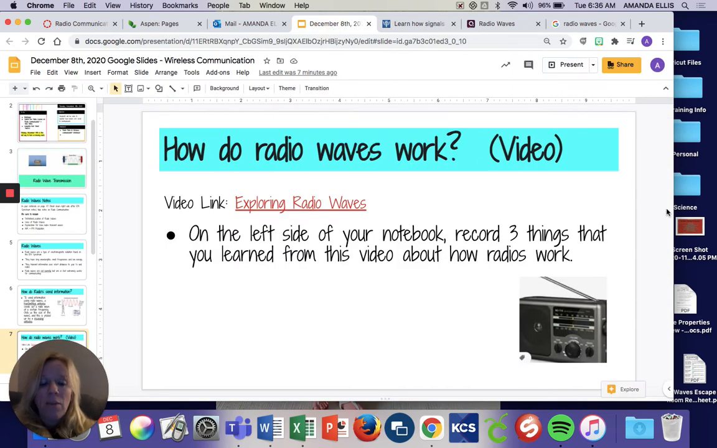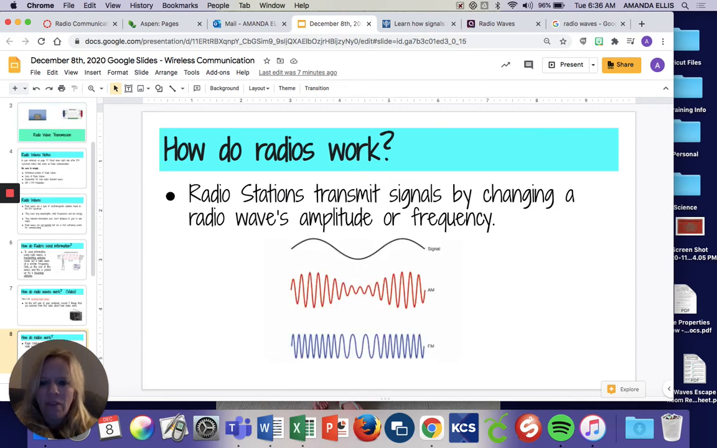All right, so a little bit of what you learned in that video. You learned about radio waves and how they're transmitted. You learned that in order for waves to be transmitted, they have to be changed. And so now we're going to look at AM modulation and FM modulation and what that means exactly when those types of waves are transmitted.